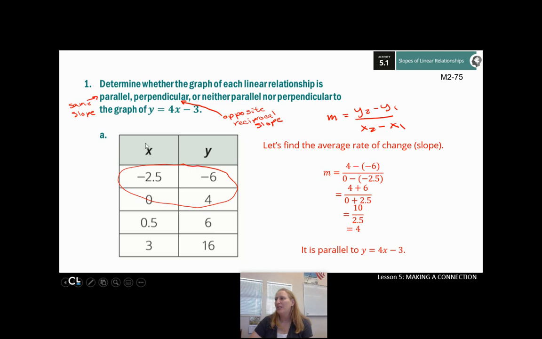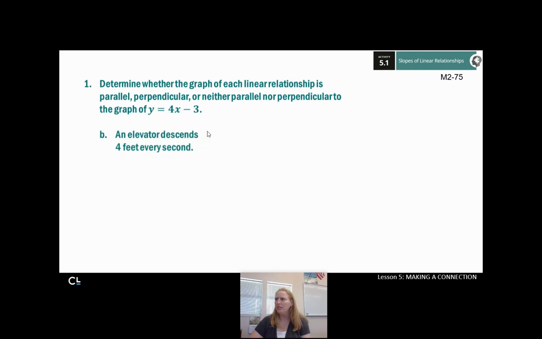Yeah, this table, this function is totally going to be parallel to our original function of y equals 4x minus 3. Hooray! Let's go to B. For B, I have a scenario where I'm told that an elevator descends 4 feet every second. So let's again look at that rate of change because that's going to tell us parallel, perpendicular, neither.